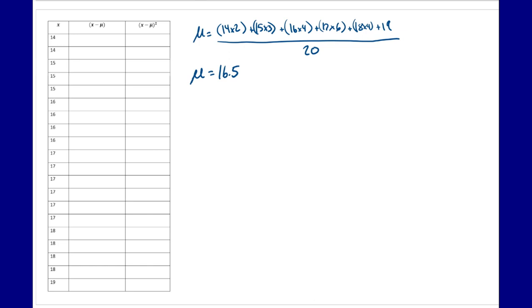Now the nice thing about having a lot of values that are all the same is that when we do this, 14 minus 16.5, we get negative 2.5. That means that these two are going to be the same. Same thing for the next one. 15 minus 16.5, we get negative 1.5. So it does make the calculations a little bit quicker, even though there's more numbers.